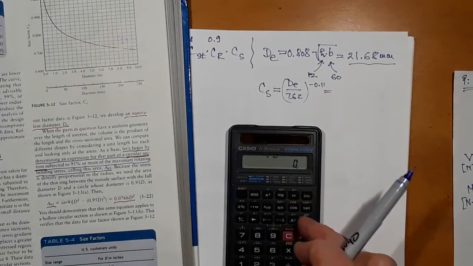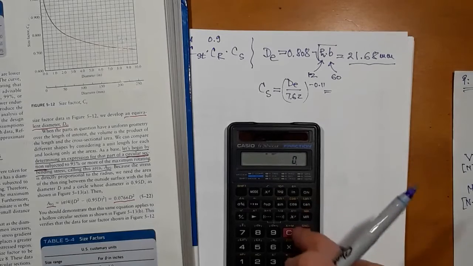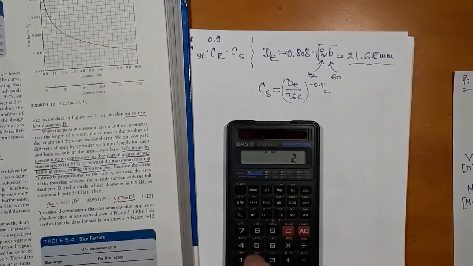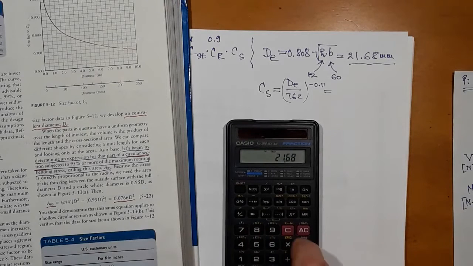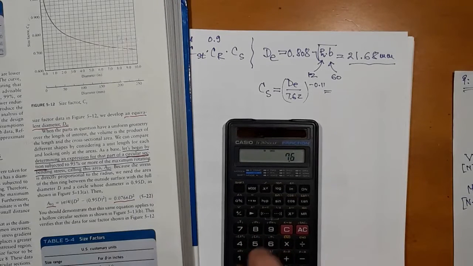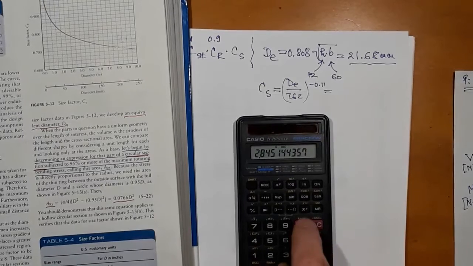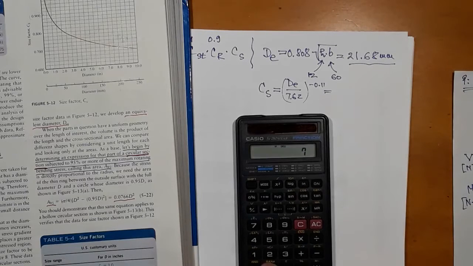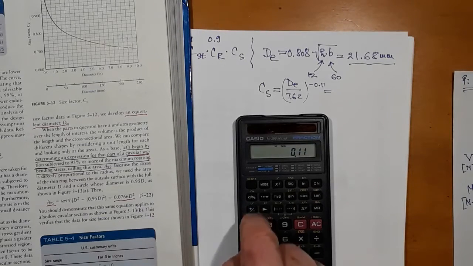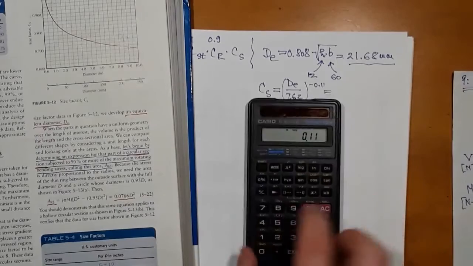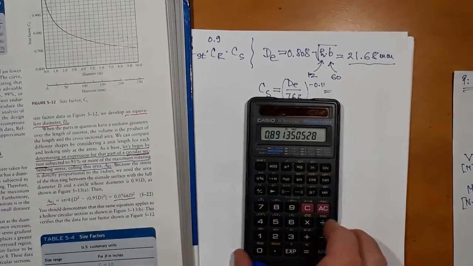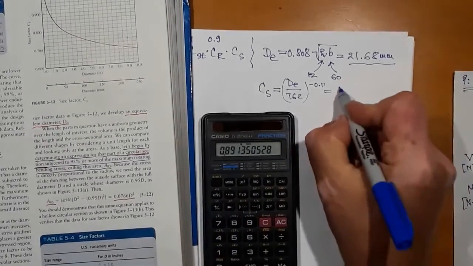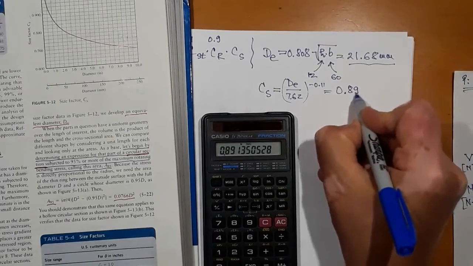Again, I'm having put the wrong number. One more time: 21.68 over 7.62, and I raise it to the power of negative 0.11, equals. All right, so the value is 0.89.